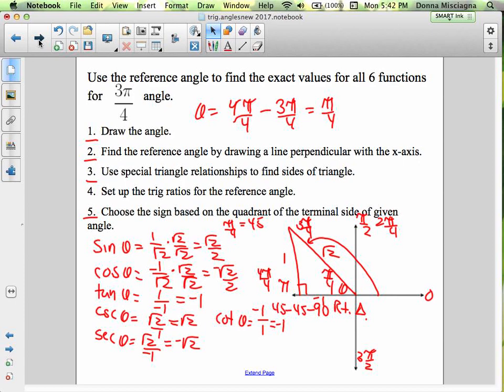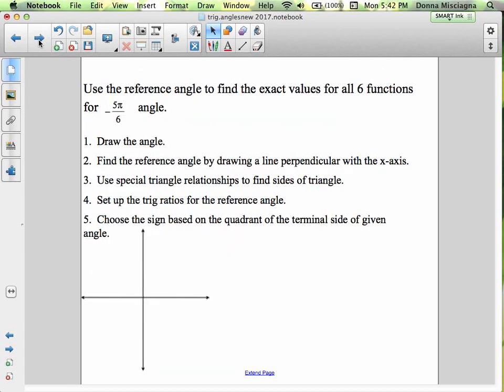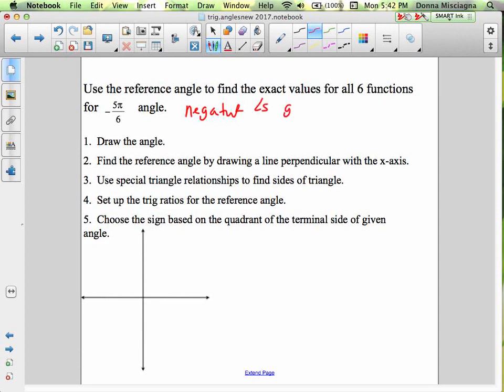All right, so negative 5 pi 6 is the next one in the notes. The negative means we go counterclockwise. So negative angles go counterclockwise. All right, so we're going 5 pi 6.